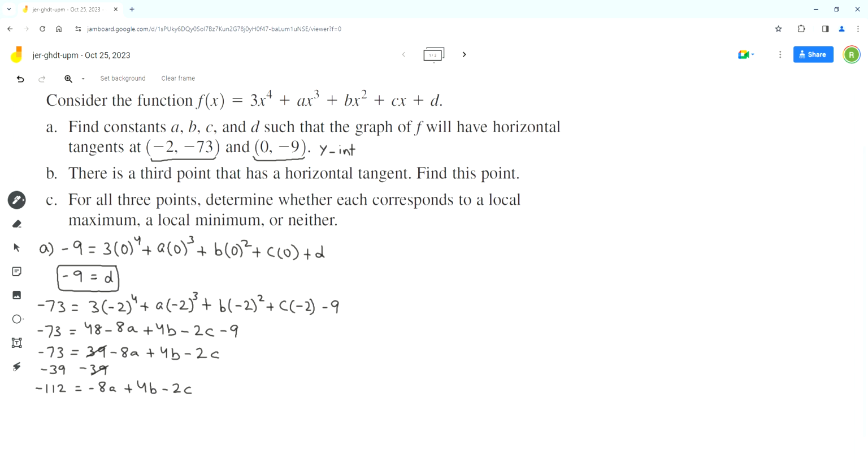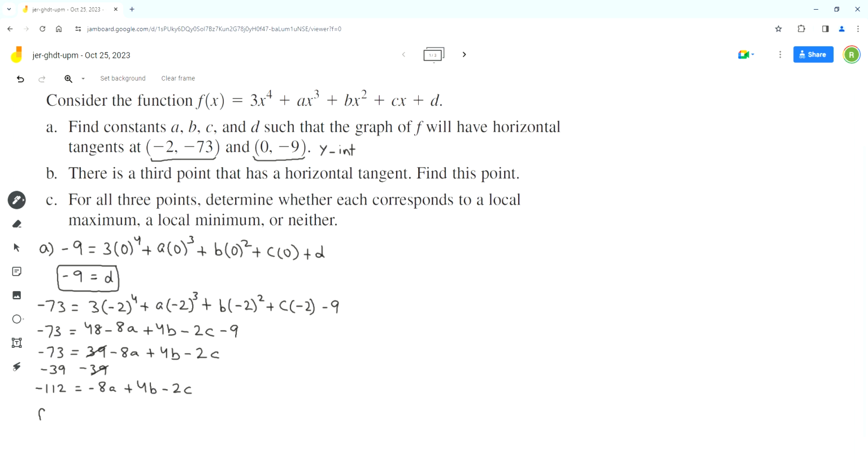Now we are also given that the tangent is horizontal at these two given points. So if a tangent is horizontal, that means its slope is equal to 0, and we know that the slope of a tangent is equivalent to the derivative of the function. So that means the derivative of the function at these 2 points should be equal to 0. So we can start with the y-intercept point. The first step is to find the derivative of the given function.